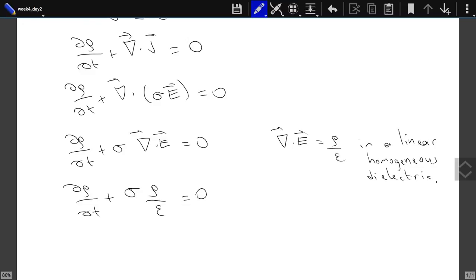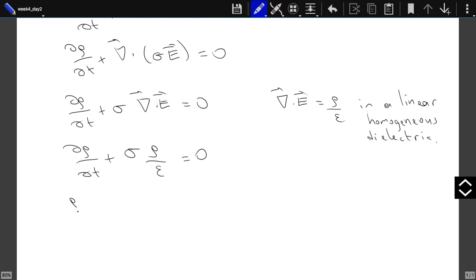Well, so now we have an equation that governs how rho changes as a function of time. So basically rho at the point r at the time t is just equal to rho at the point r at the time zero multiplied by e to the power minus t over tau, where tau is epsilon over sigma.